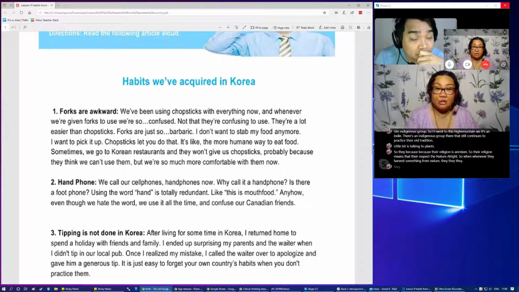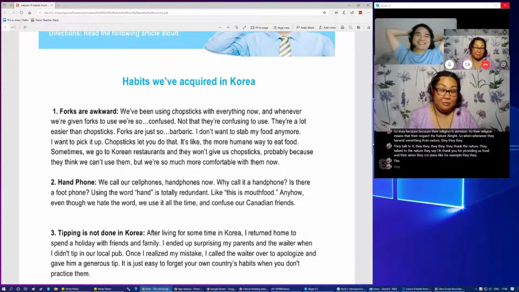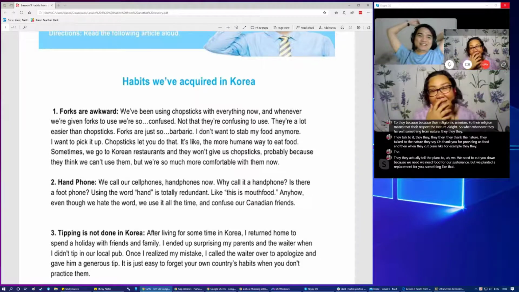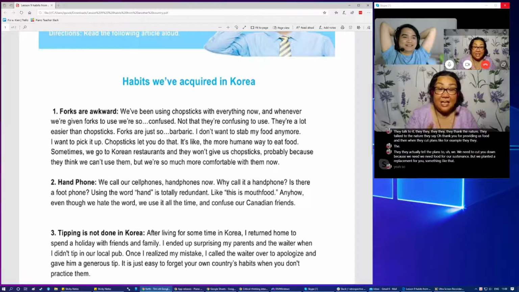They thank the nature. They talk to the nature. They say, "Oh, thank you for providing us food." And when they cut plants, they actually tell the plants, "We need to cut you down because we need food for our sustenance, but we planted a replacement for you," something like that. It's just like in the Avatar movie. That's how they live.